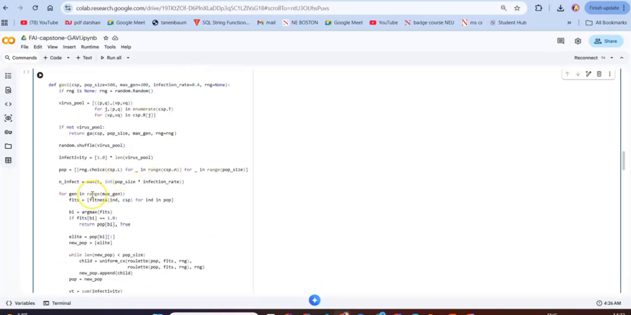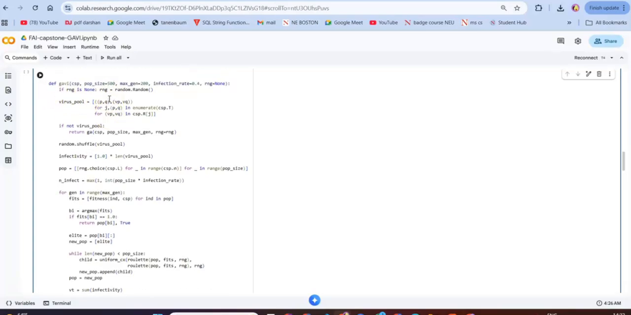The third and last algorithm is the GAVI, which you can say is actually the star of the show. At the top, I have built the virus pool directly from the problem's R, with every constraint scope paired with each of its allowed value pairs. Each virus starts with infectivity 1.